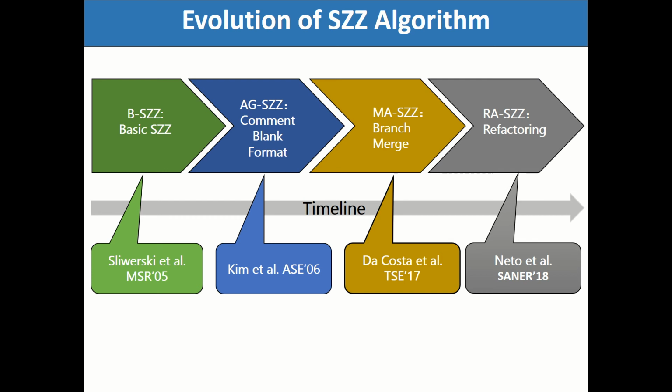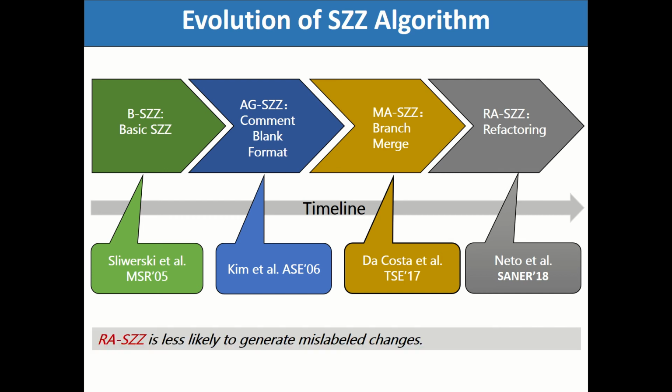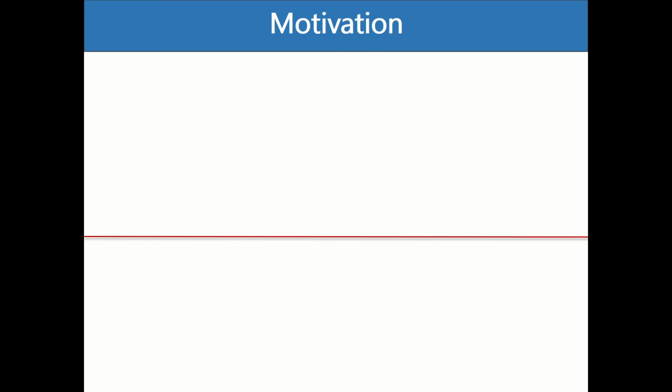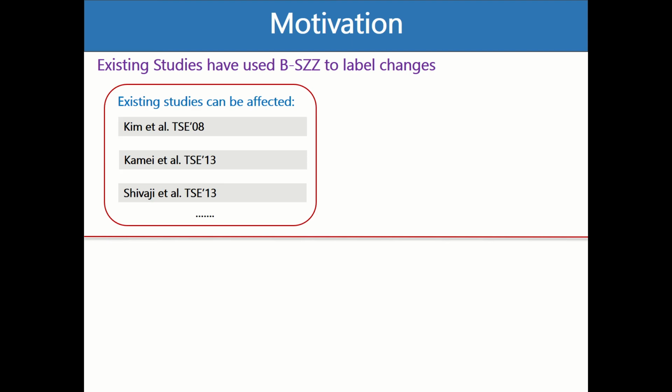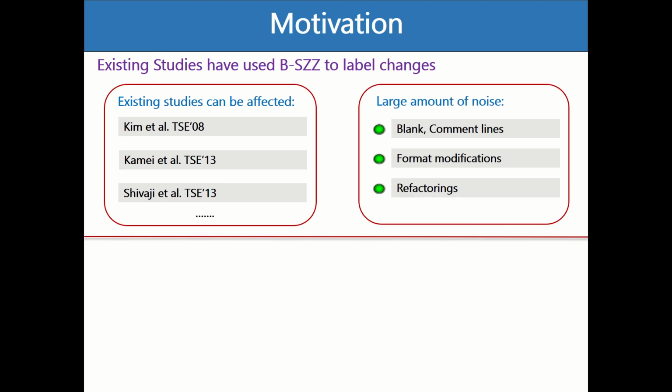Our paper analyzes these four SZZ variants, and in our paper, we consider that RASZ is less likely to generate mislabeled changes as compared to other SZZ variants. Then we present the motivation of our paper. We notice that there are a considerable number of existing studies using BSZ to label changes. BSZ is impacted by a large amount of noise.